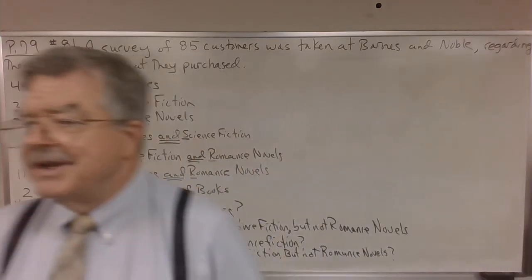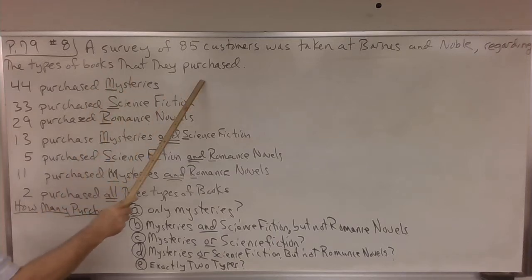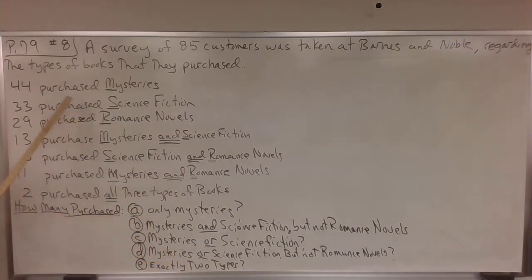And let's see how it reads. A survey of 85 customers was taken at Barnes & Noble regarding the types of books that they purchased. 44 purchased mysteries, 33 purchased science fiction, 29 purchased romance novels, 13 purchased mysteries and science fiction, 5 purchased science fiction and romance novels, 11 purchased mysteries and romance novels, 2 purchased all 3 types of books.